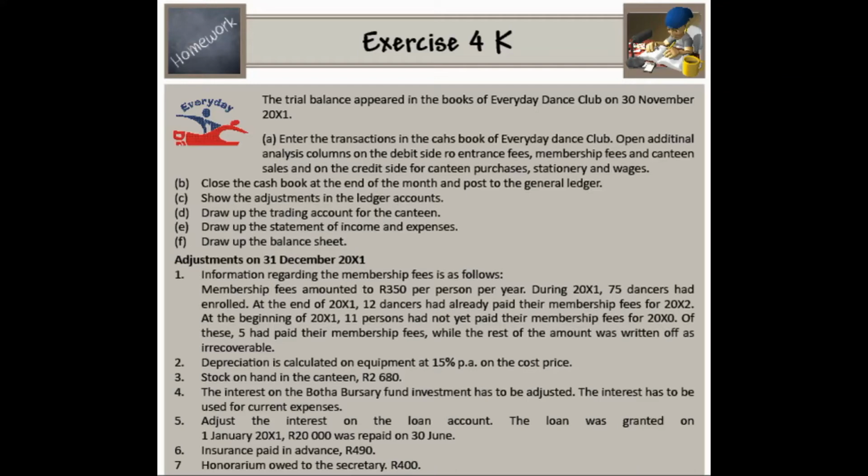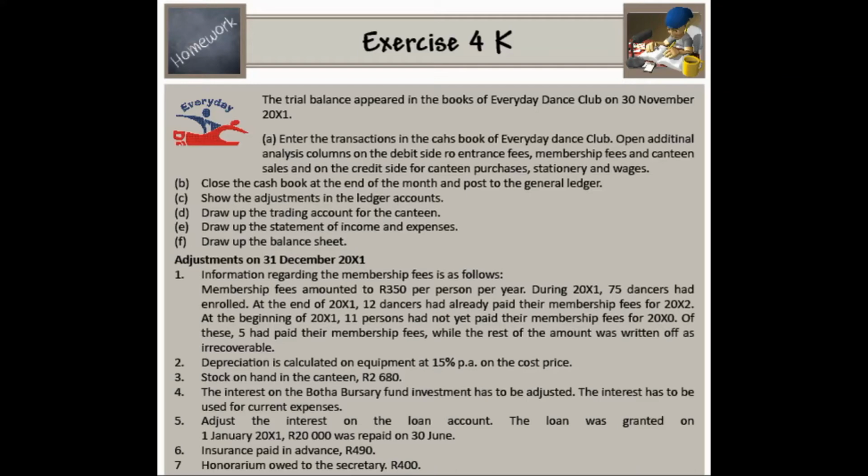Then it says insurance paid in advance. That is expenses prepaid. So we're going to open the insurance account. There is a total on the debit side of 6,363. And we're going to credit insurance with that amount that's prepaid for the next year. So we're going to credit insurance with 490, and we debit expenses prepaid with 490.